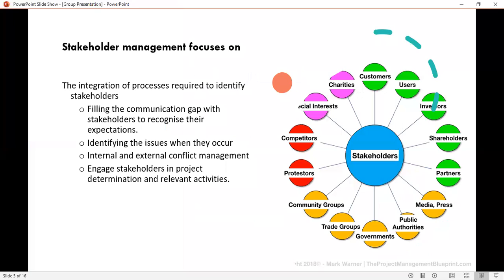Next slide. Stakeholder management focuses on the integration of processes required to identify stakeholders, fill the communication gap with the stakeholders to recognize their expectations, identify issues when they occur, manage internal and external conflicts, and engage the stakeholders in the project's determinations and the relevant activities. Next slide.